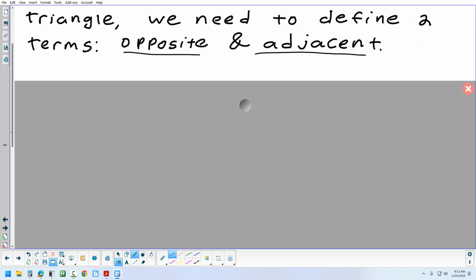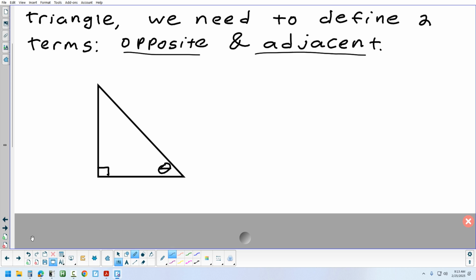So let's look at that in a triangle. The way that you know which way you are facing in a triangle is they will mark one of the angles like that with a Greek letter, and they will say something like from theta, which side is opposite. In this case, that's opposite, and that side would be adjacent.